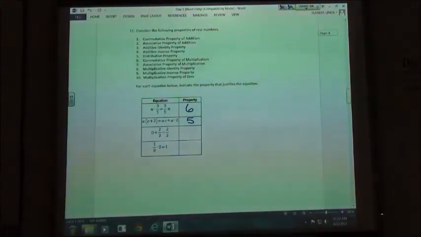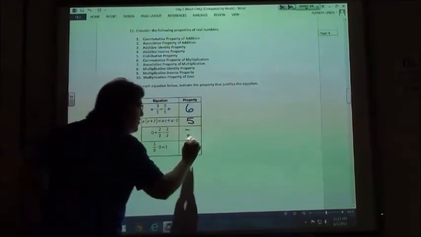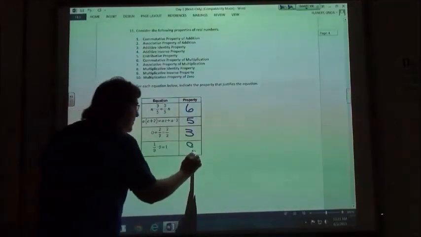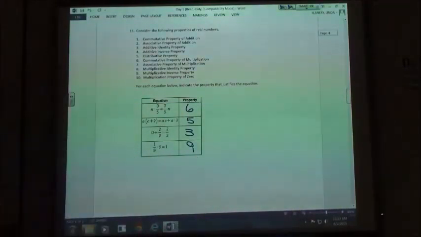That's my distributive property. 0 plus 2/3 equals 2/3. Additive identity. I added 0 to something which didn't change its value. That's number 3. And then 1/9 times 9 equals 1. Multiplicative inverse. That's number 9. Something times its reciprocal is equal to 1.